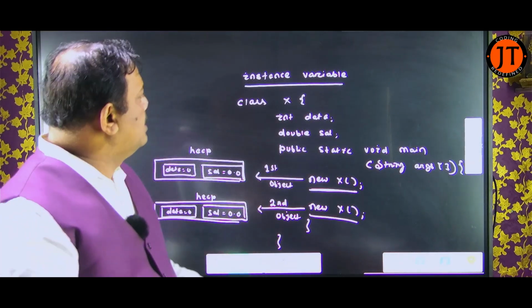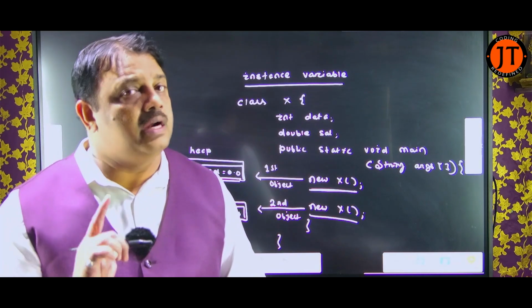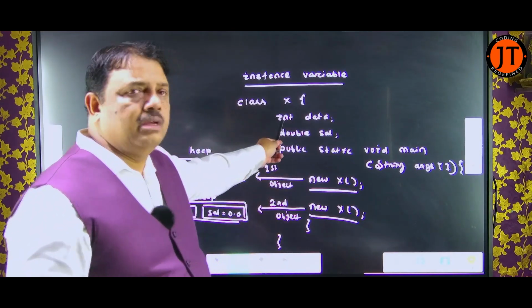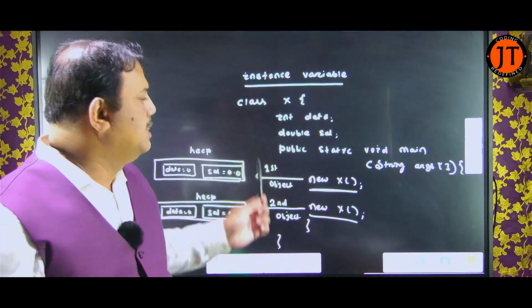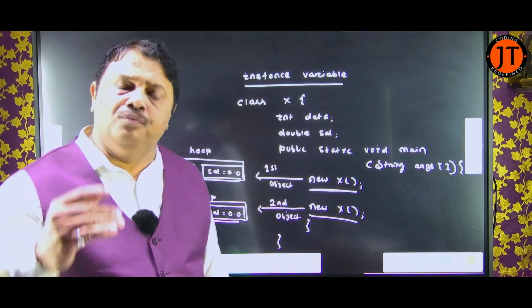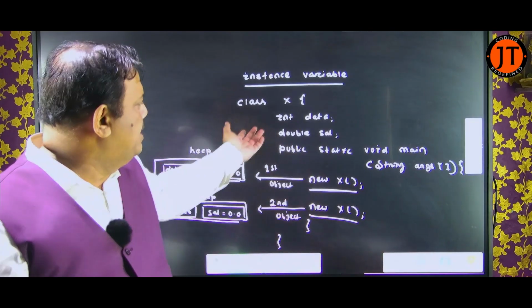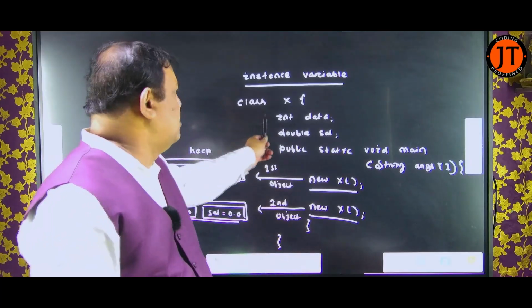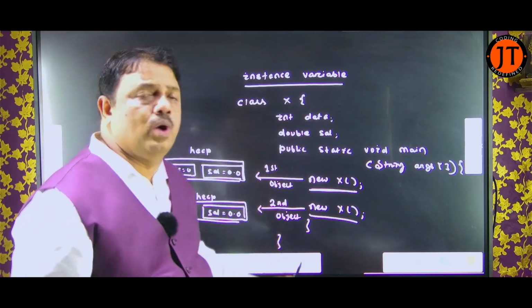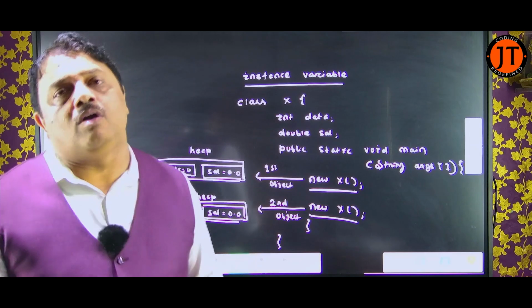Remember, an instance variable is declared within the class but outside the method, constructor, and block. See, I write here int data, double sum. They are instance variables because they are declared within a class but outside the method and constructor. An instance variable can be declared with any access specifier. I can declare it private, protected, public, or with no access specifier. No issues. An instance variable is simply called an object variable.